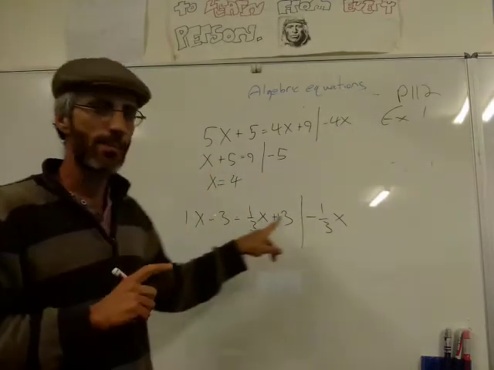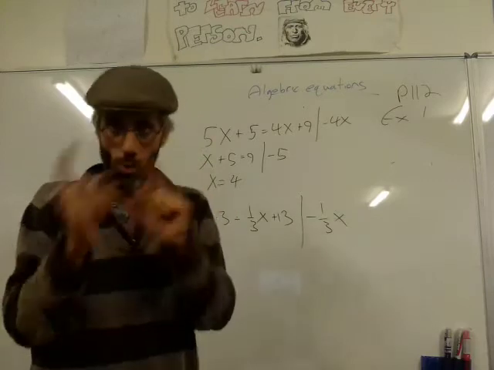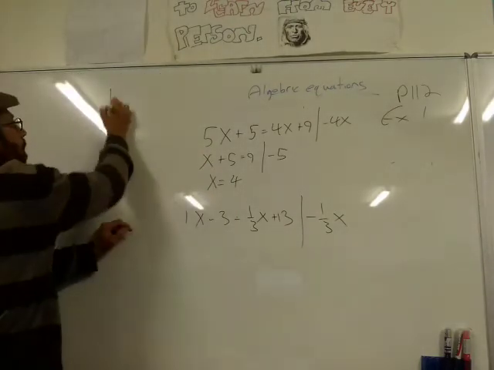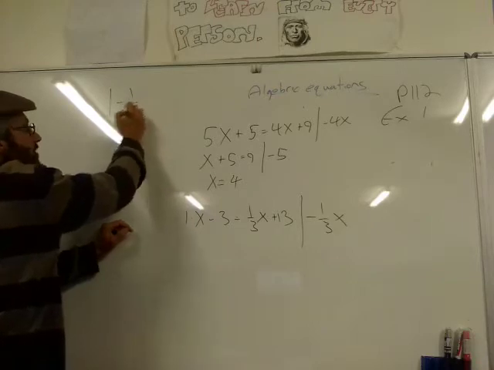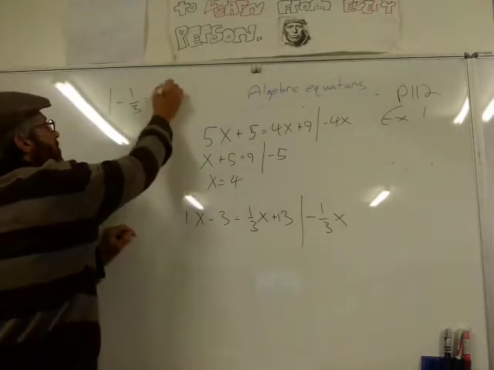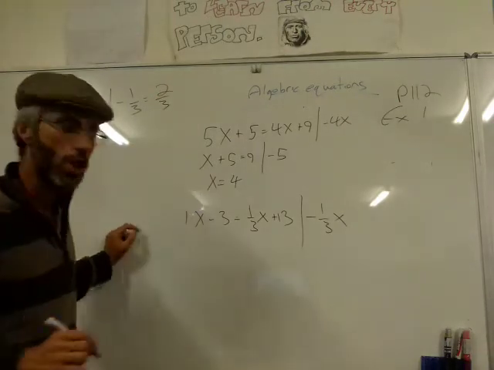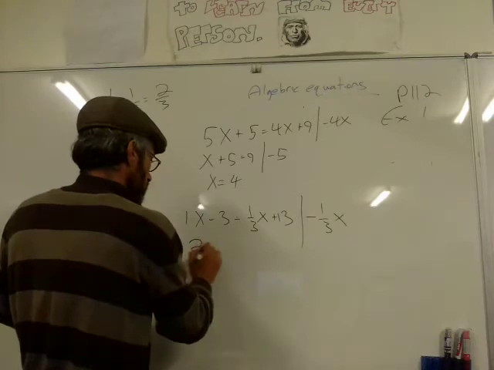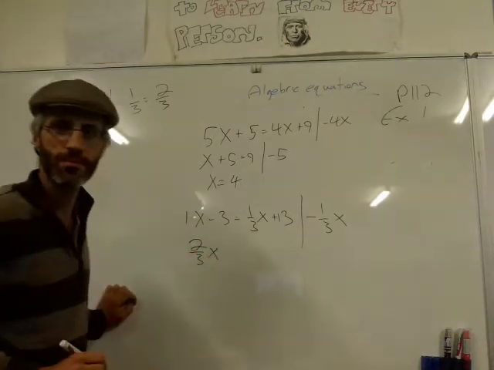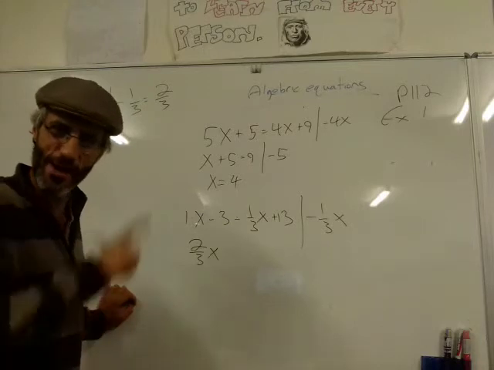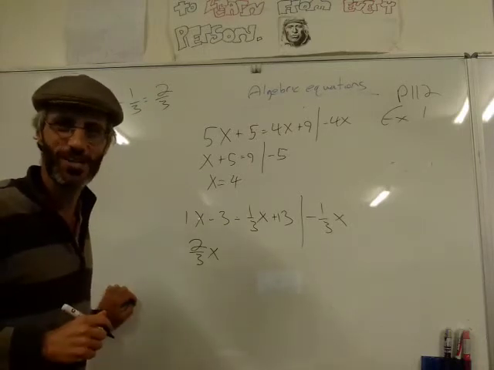So 1x minus a third x is the same as 1 minus a third. What is 1 minus a third? This is a prep school question. 1 minus a third is a fraction. It's 2/3. So 1x minus a third x is 2/3 x. Okay? That's a bit of a tricky one. Look at it again. Think about it. And if you don't get it, ask me a question on WhatsApp.